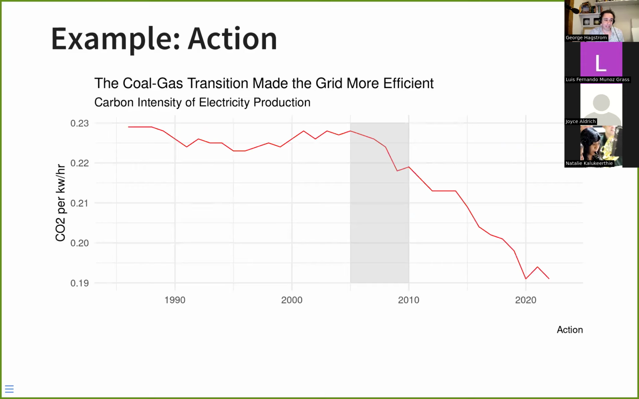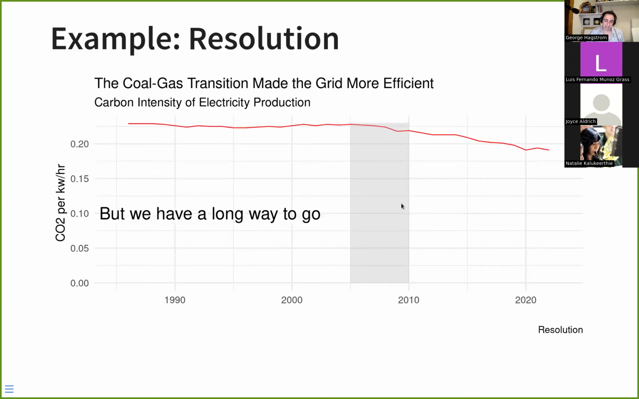And the coal gas transition had a consequence. Even though I think a lot of times you'll hear fracking being described as a bad thing, it actually did have a good consequence in this case. The power grid in the US got cleaner. So here's a plot of the carbon intensity of electricity production. And you can see it's fluctuating up and down, but then in 2010 it starts to decline. And so that's a good thing. But if you actually look at the axis all the way from zero, you see it's not really a big decline. And we still have a pretty far way to go.